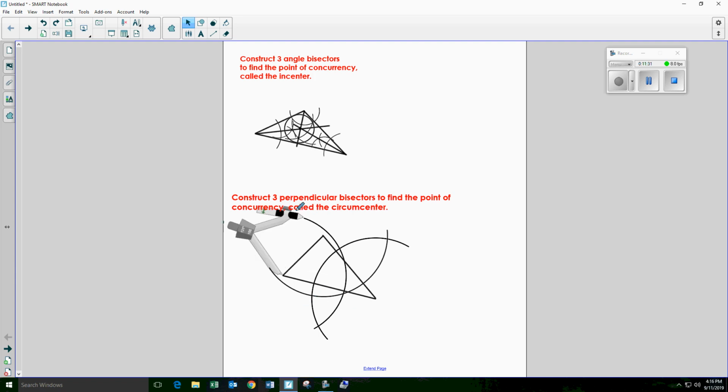Draw my semicircle there. Turn it around. Draw my semicircle here. Okay, so I'd have it through these two right here.